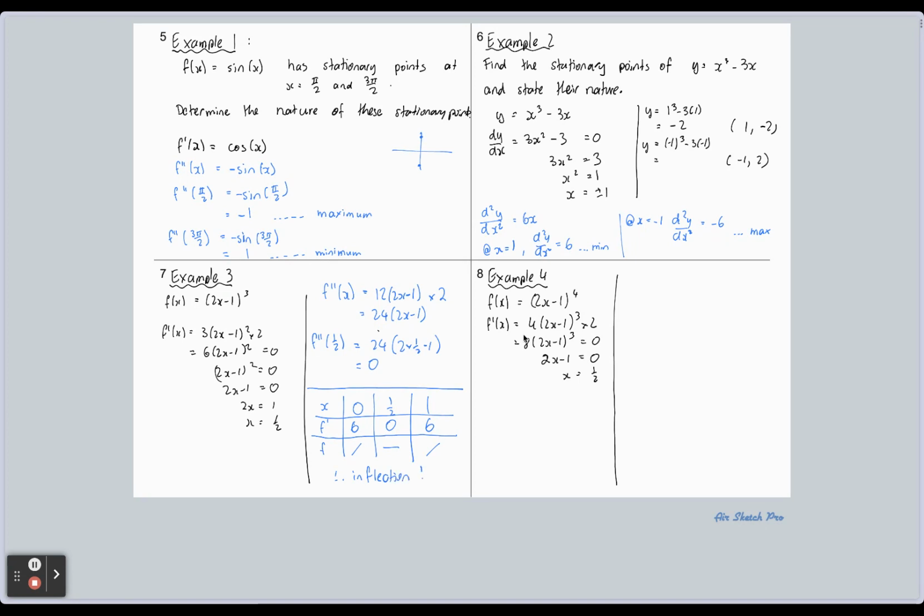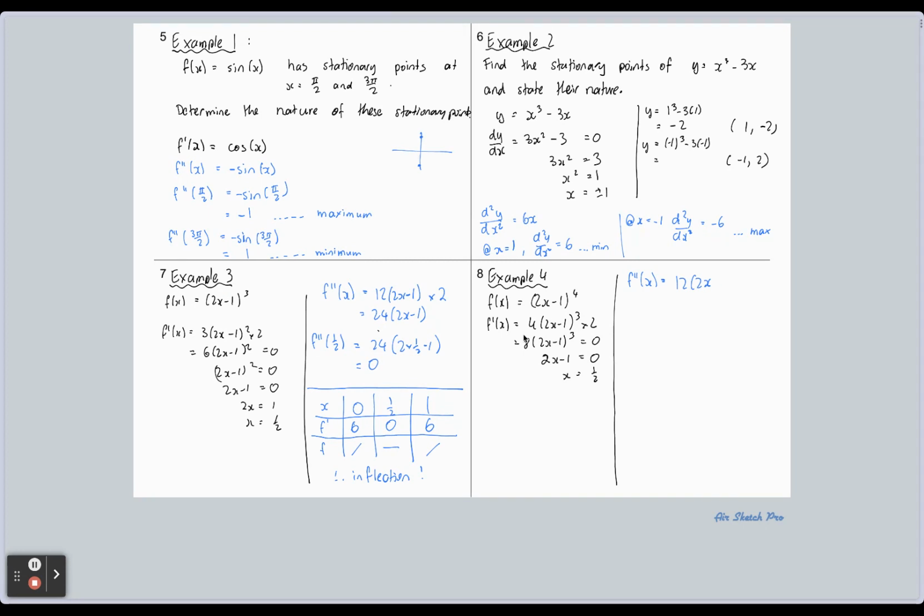Okay, and finally, example 4. You might be able to guess where this is headed with this one. So we've got the derivative already worked out. This is (2x minus 1) to the power of 4, so very similar to example 3. If I work out the second derivative, I'm going to do this nice and quick now to finish off the video. The second derivative is going to be 4 times 3 is 12 outside of 2x.